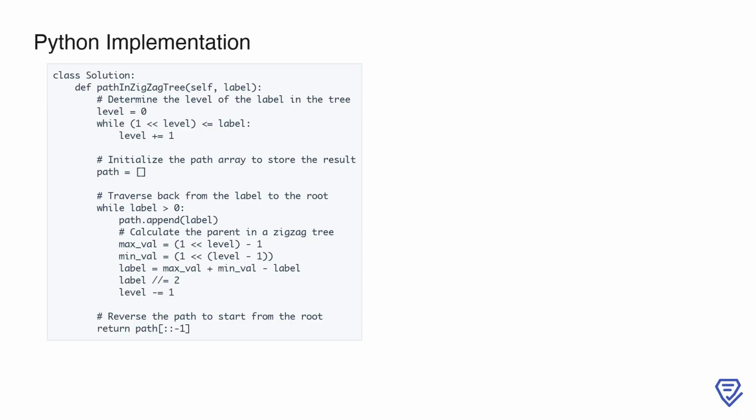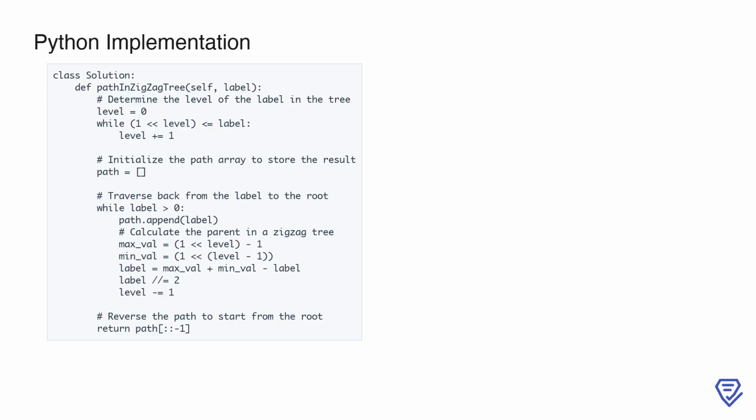4. Reverse path. Since the traversal starts from the given label and moves towards the root, the resulting path is reversed before returning to ensure it starts from the root and ends at the label. This approach is efficient because it works in O(log n) time, where n is the label value, as it involves iterating through the levels of the tree. The space complexity is O(log n) for the path list, making it well suited for large inputs.